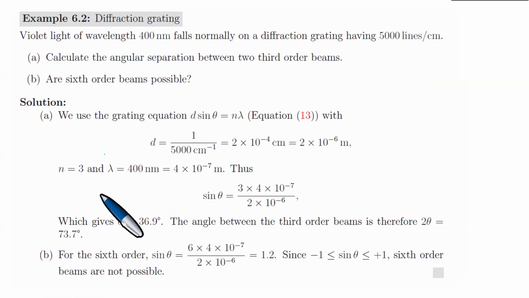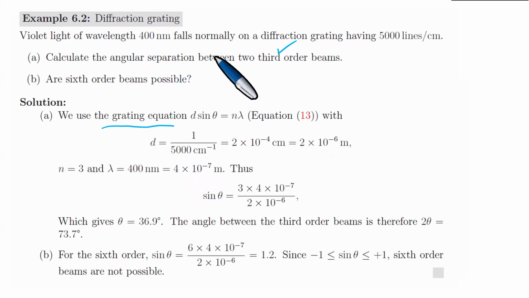Quickly, we shall discuss an example to create familiarity. Violet light of wavelength 400 nanometers falls normally on a diffraction grating having 5,000 lines per centimeter. Calculate the angular separation between the third order beams. Are sixth order beams possible? We use the grating equation, d sine θ equals nλ, equation 13. We make d the subject, where d is 1 over n.